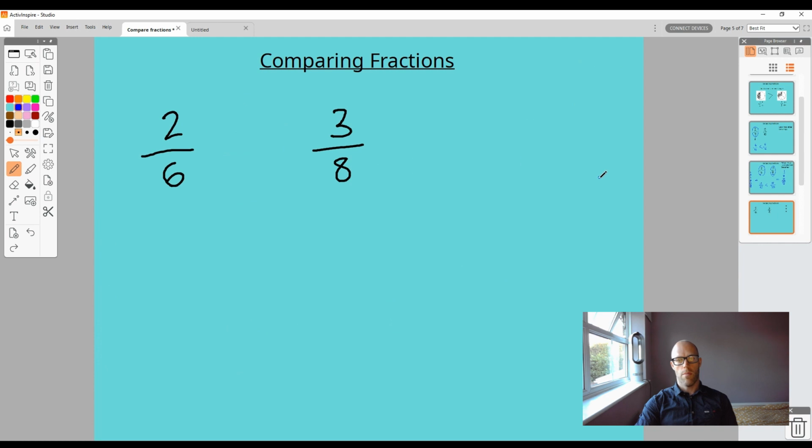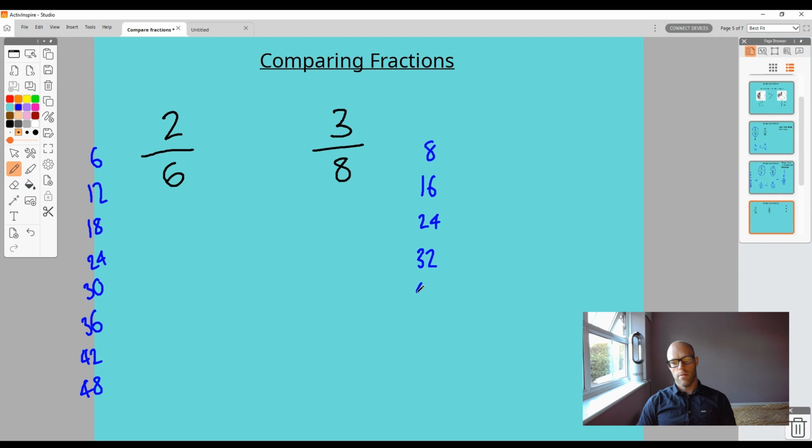So we'll look at a slightly more complicated one. This is just to show that actually using the toolkit can help, but there's a shortcut way of doing it as well. So if I do my 6's down the side, I'm comparing 2/6 to 3/8 in this example. I'm going to write down the same toolkit: 6, 12, 18, 24, 30, 36, 42, 48. Doesn't take long. And my 8's over here: 8, 16, 24, 32, 40, 48. Now I'm looking for the lowest common multiple. So we've got a 24 and we've got a 24.